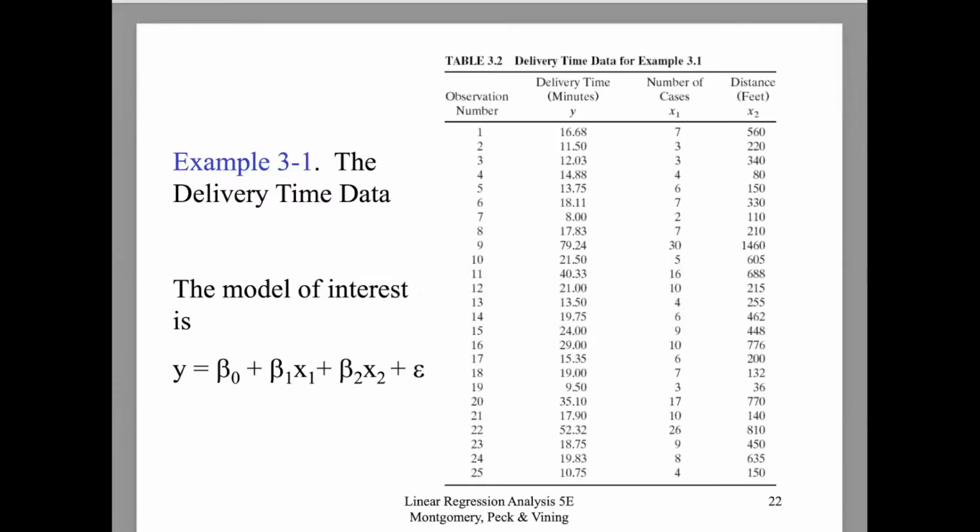Now, here is the data shown in table 3.2 that is provided in the slides here. And again, the model that we're going to be fitting is given here. All right, and so remember that Y is the delivery time in minutes. That's the response variable. X1 is the number of cases. X2 is the distance in feet.